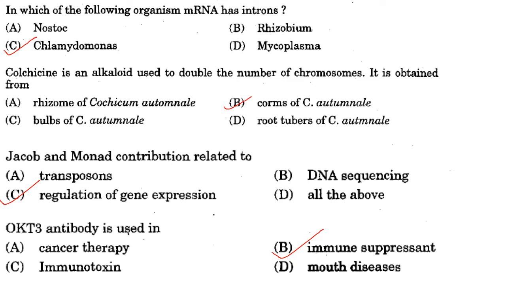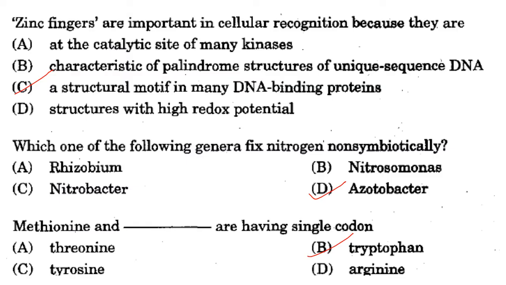Then, OKT3 antibody is used in. I have discussed this already in the previous paper. You can go through the previous videos to get an explanation for OKT3 antibody. It is an immunosuppressant. Zinc fingers are important in cellular recognition because they are structural motifs in many DNA binding proteins. So the answer is option C.